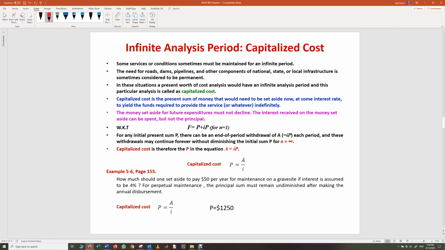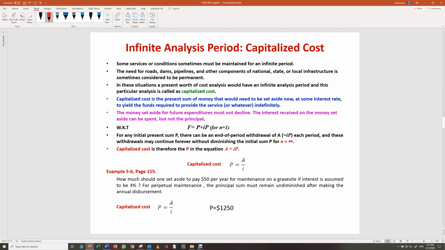In this situation, the present worth of cost analysis would have an infinite analysis period, and this particular analysis is called capitalized cost. Capitalized cost is the present sum of money that would need to be set aside now at some interest rate to yield the funds required to provide the service indefinitely. That means we have to put aside, meaning put in the bank, an amount of money, and from the interest we can cover the cost of the infinity.